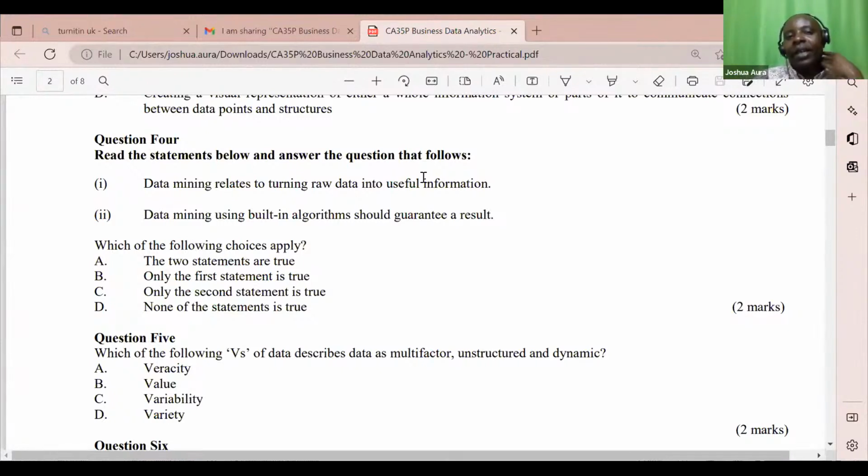Now, ladies and gentlemen, in data mining, so long as you've got a model, you shall be guaranteed some result. It doesn't matter whether the result is wrong, but when you have a model like an Excel model, if I say 3 times 4, it will give me an answer. Whether the answer is wrong or not is a different thing. When you are doing data mining, for example, using the CRISP model, which is well built into this computer, I will be guaranteed some result. So the two are correct. The correct answer here is A.